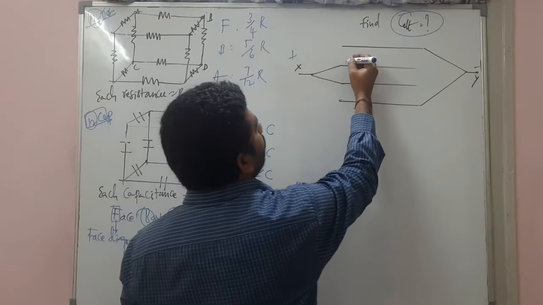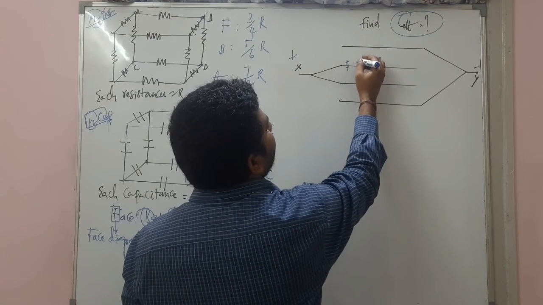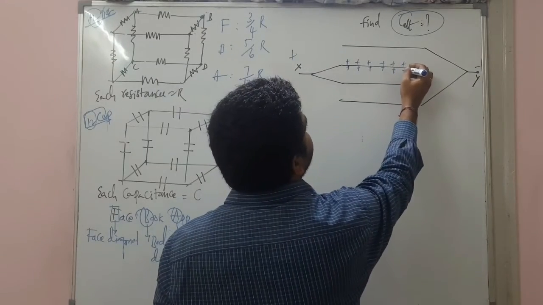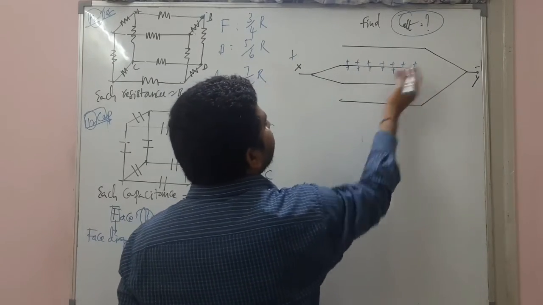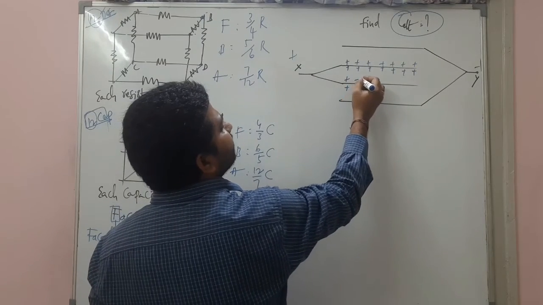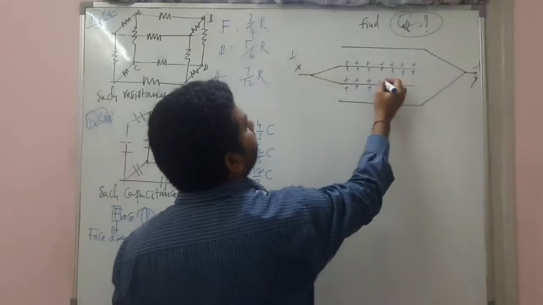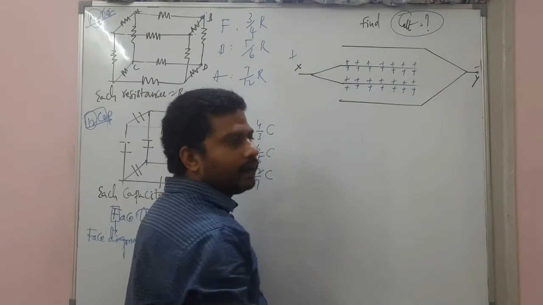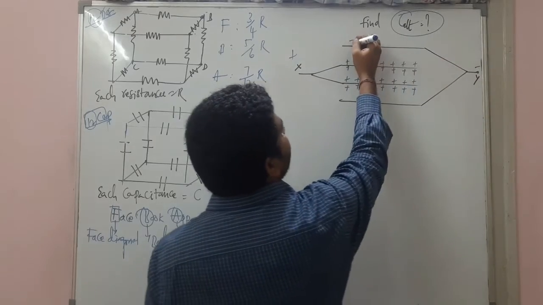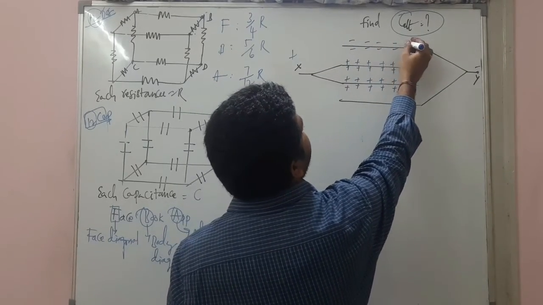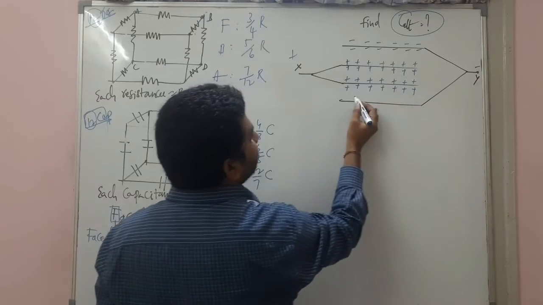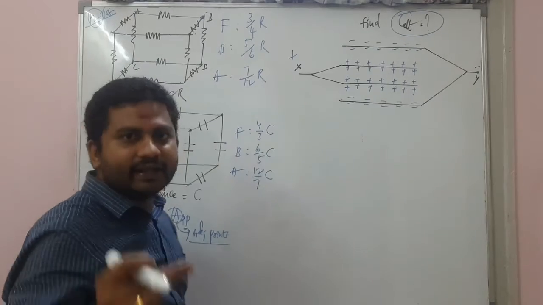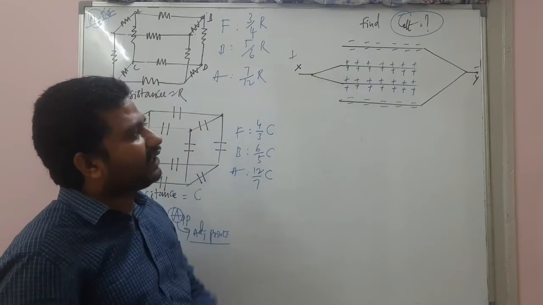So, this plate will acquire positive charges. Carefully observe. This plate will acquire positive charges. And even this plate also acquires positive charges here. This plate also will acquire positive charges like this, like this, like this. And this plate will acquire negative charges in this way. Have a look at it. Negative charges in this way. And this plate will acquire negative charges in this way. Okay? Clear?